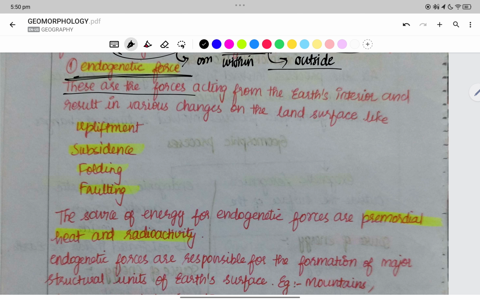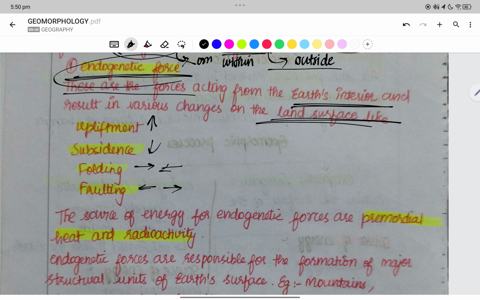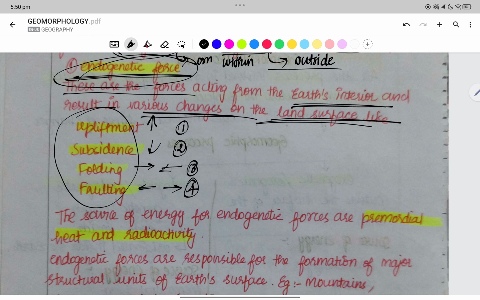Endogenetic forces are acting on the earth's interior and result in various changes on the land surface, like upliftment, subsidence, folding and faulting. Endogenetic forces are resulting in these four changes: upliftment, subsidence, folding, and faulting.